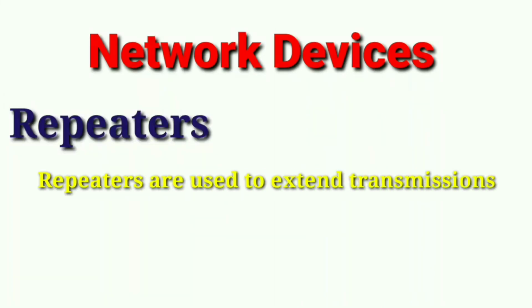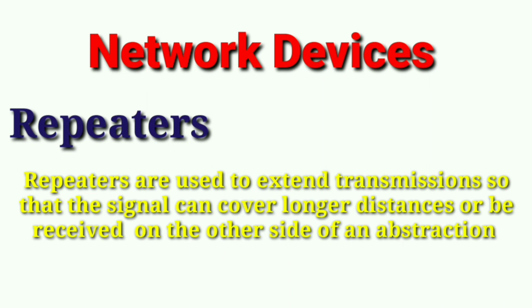Repeaters are used to extend transmission so that the signal can cover longer distances or be received on the other side of an obstruction. It increases the power of a signal and retransmits it.